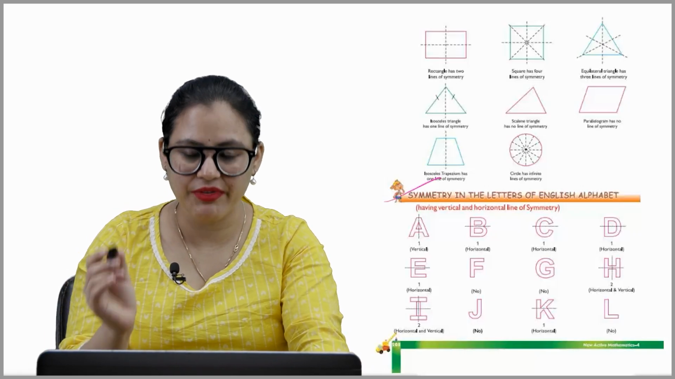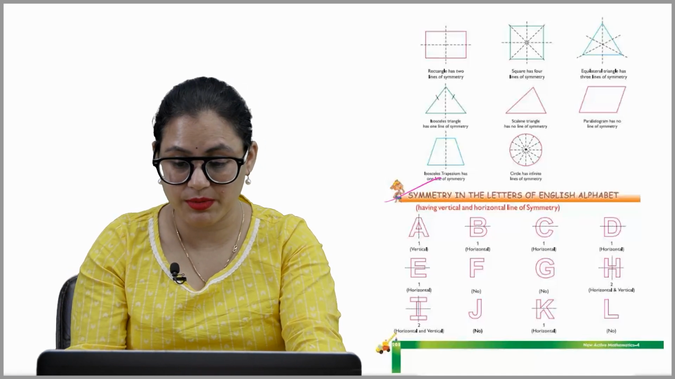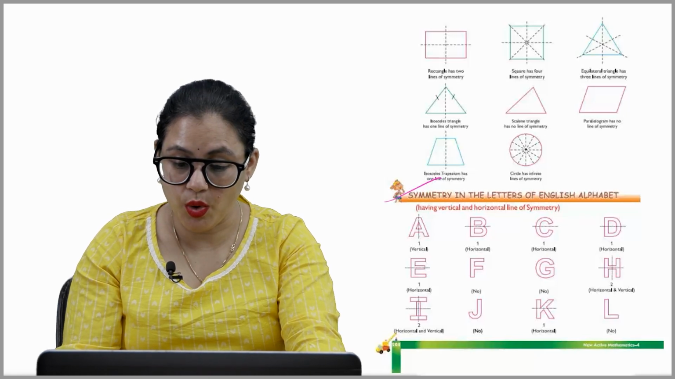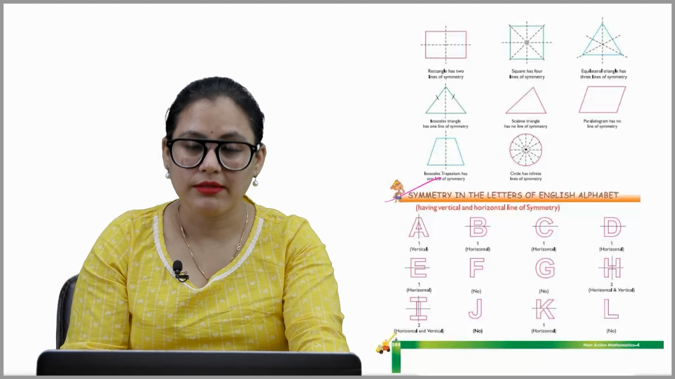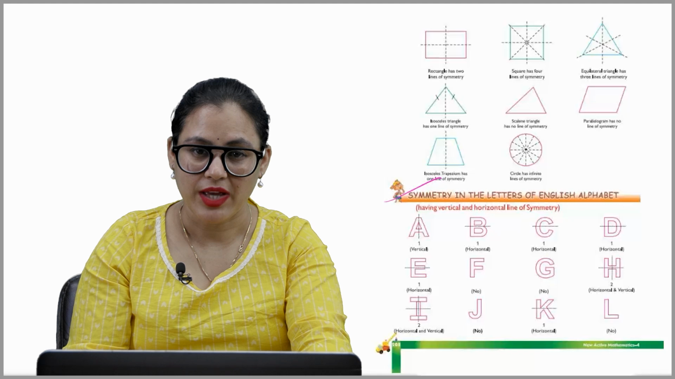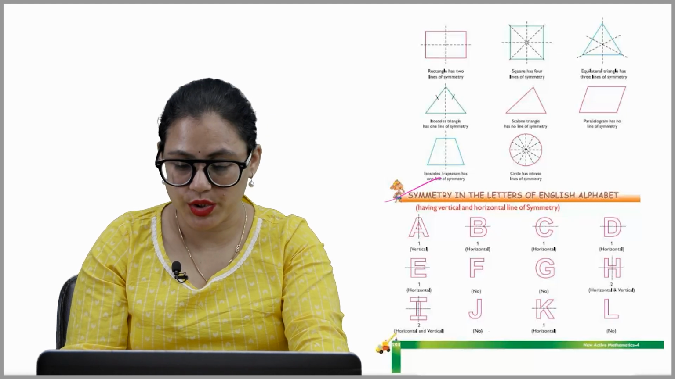Symmetry in the letters of English alphabet, having vertical and horizontal line of symmetry. So this is vertical line of symmetry, horizontal line of symmetry. Okay. Horizontal line of symmetry, no symmetry at all, no line of symmetry. Horizontal and vertical, both lines of symmetry are there. Okay. Here again in letter I, there are 2 lines of symmetry, vertical and horizontal. No line of symmetry, horizontal line of symmetry, and there is no line of symmetry, right?